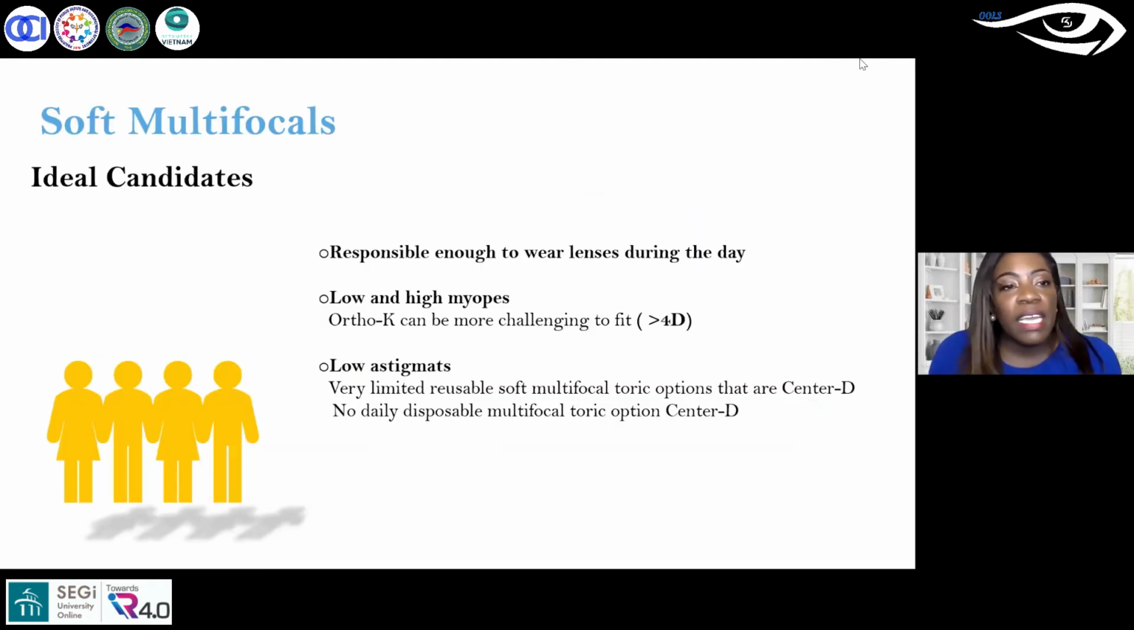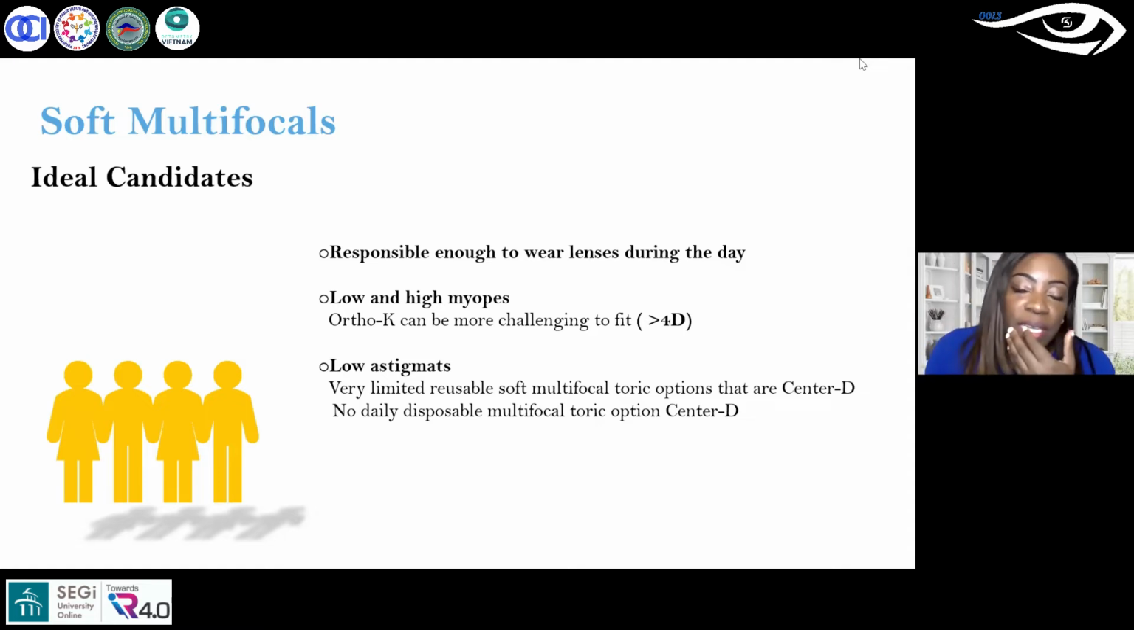But let's see if soft multifocals are a good option for him. With soft multifocals, you want to make sure that the child is responsible enough to wear lenses during the day. And let me tell you, Sammy was very mature for his age. He was already asking me at 5 years old how to clean contact lenses, which was very surprising to me. And there's a large parameter range. For the most part, we could do better with the silicone soft lenses.